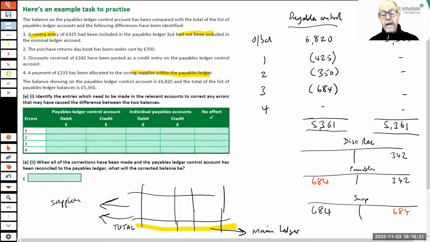Now, payables ledger control is a liability. So to reduce it, we're going to debit. So item number 1, we're going to debit 425. Item number 2, we're going to debit 350, and then 684. And the last item is just no effect. And we've already identified that our corrected balance is 5361.